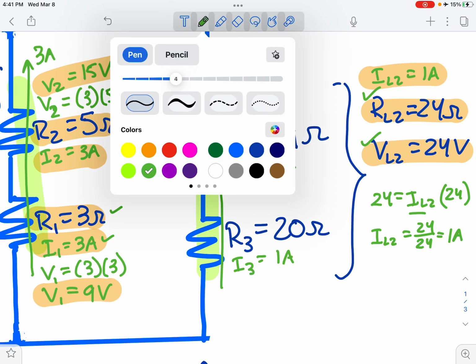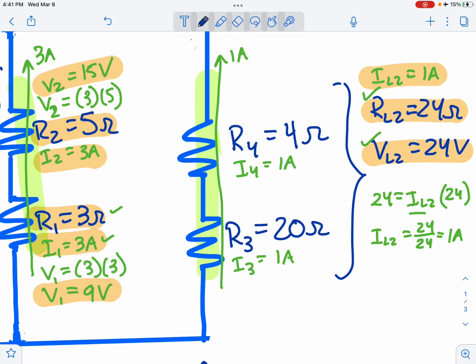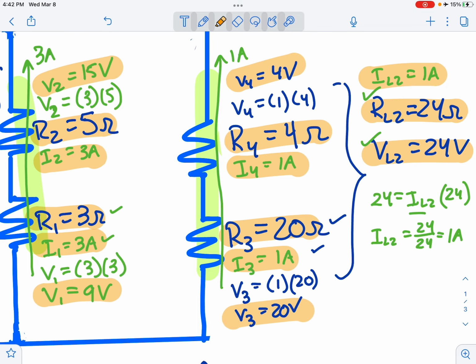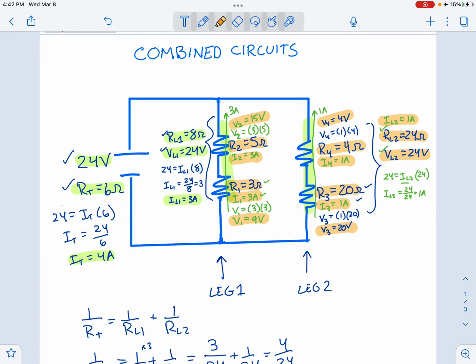So now we can say, okay, what is the voltage in these? We have an I and we have an R. We can solve for V. V3 is equal to I3, which is 1, times R3, which is 20. So V3 is going to be 20 volts. And we can say V4 is going to be I4, which is 1, times R4, which is 4. So V4 is just 1 times 4, which is 4 volts. So we have V4, R4, I4, R3, I3, and V3. And that is the end of the problem.